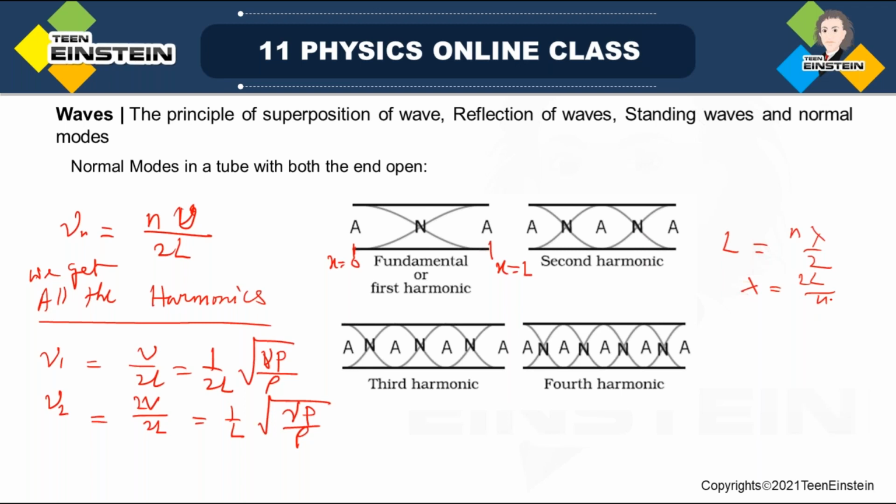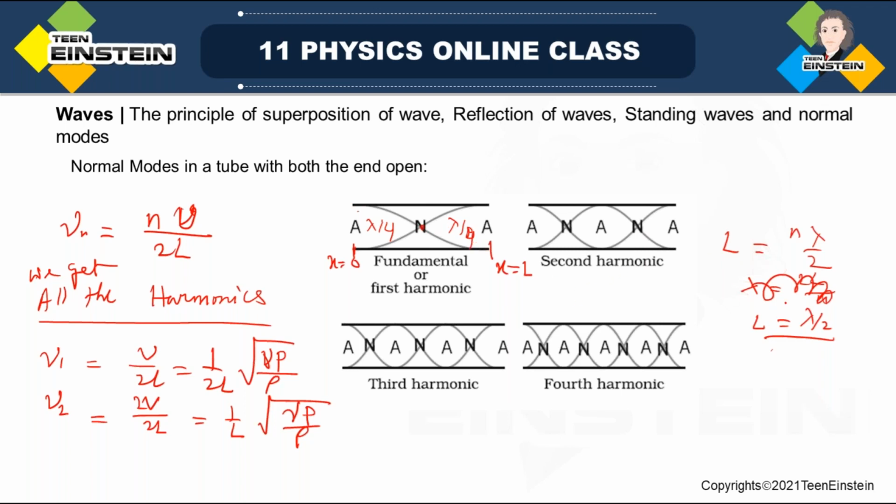Okay, let me write this itself. When you have the fundamental mode, within the length L you will have half of the wavelength. So this is antinode, this is node, this is antinode. So this is lambda by 4, this is also lambda by 4. As a whole, you will get lambda by 2.